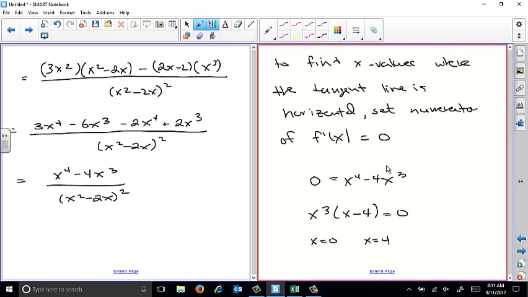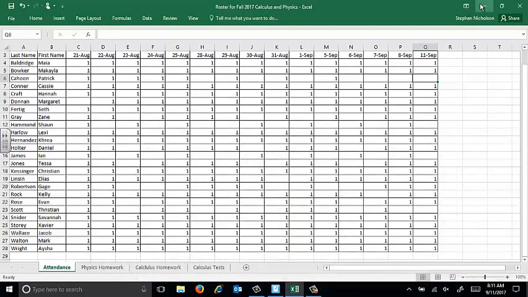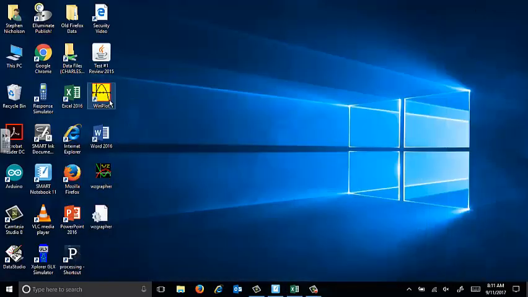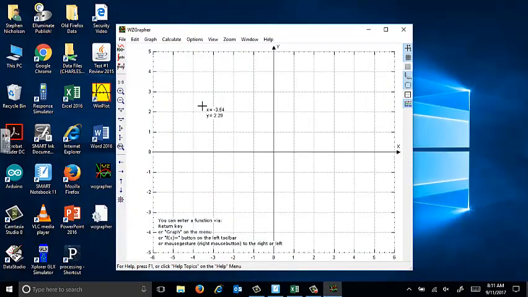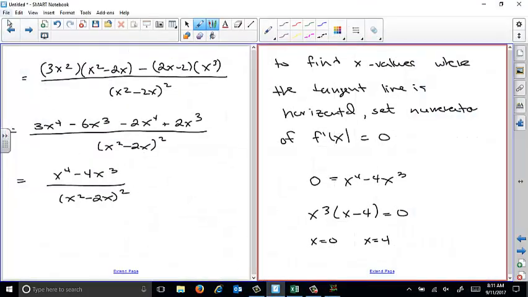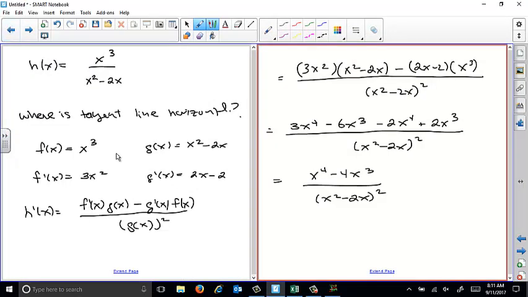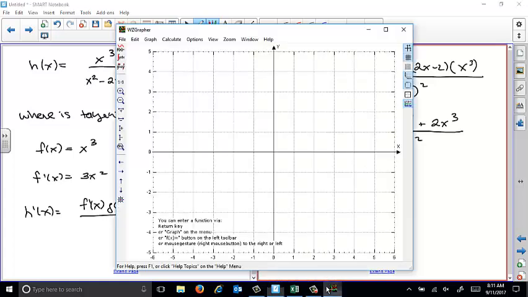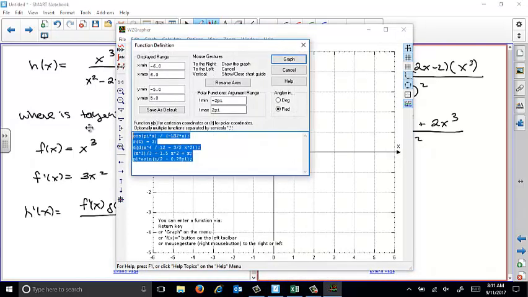Let's just double check to make sure I did this right. So we'll go to my graphing program here. And the original function was x cubed over x squared minus 2x. Okay, x cubed over x squared minus 2x.